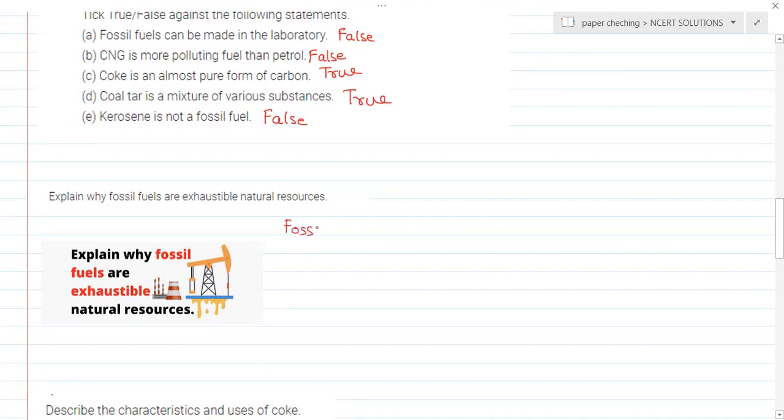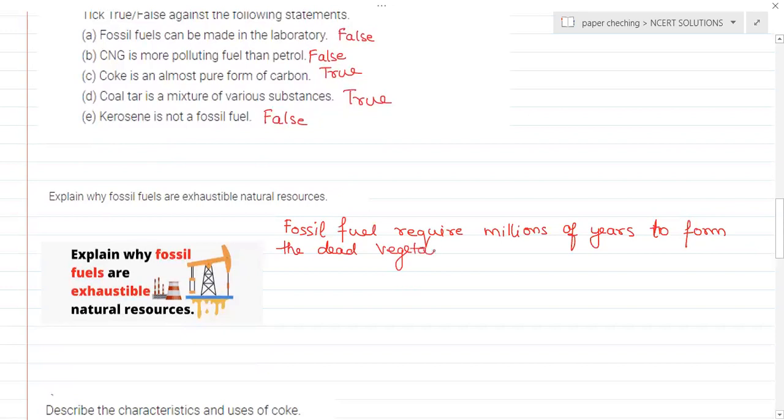Fossil fuels require millions of years to form from the dead vegetation and animals. I mean, the sentence is a little incomplete. Fossil fuels require millions of years to form from the dead vegetation and animals.